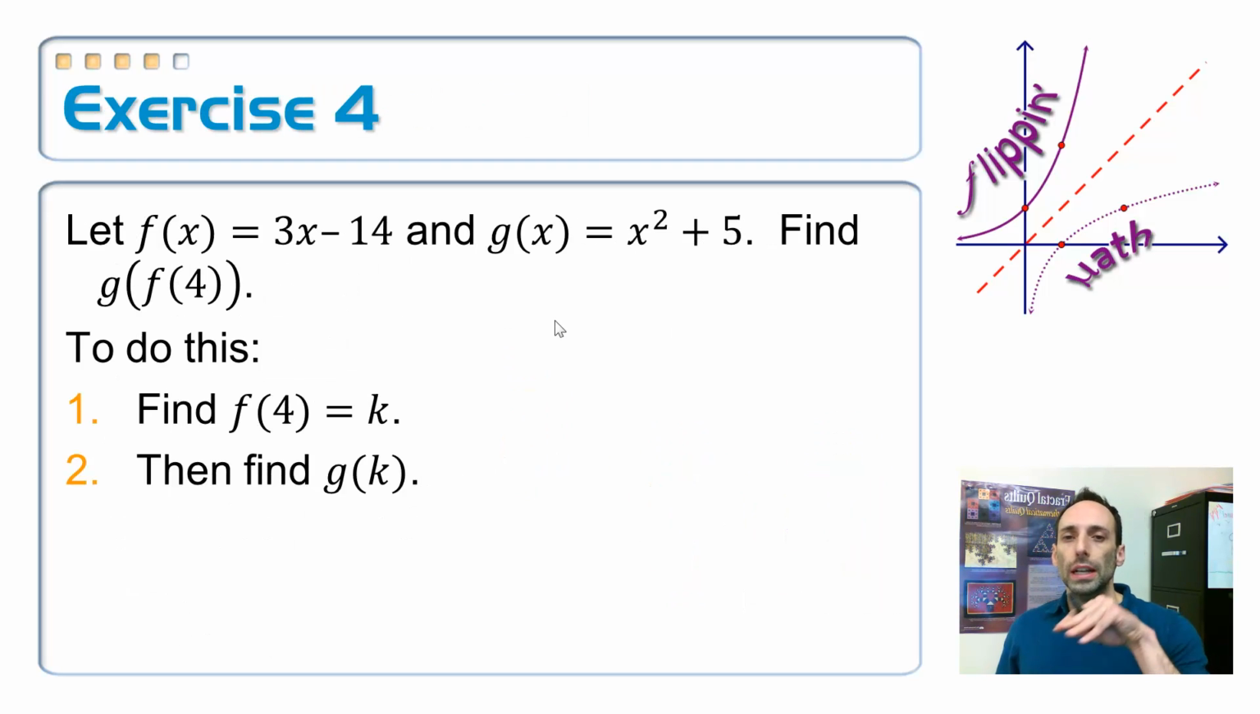Exercise 4 is just straightforward, not working with the functions too much, just with the number parts. Let f of x equal 3x minus 14, and g of x equal x squared plus 5. What we're trying to find is g of f of 4, or g composed with f of 4.